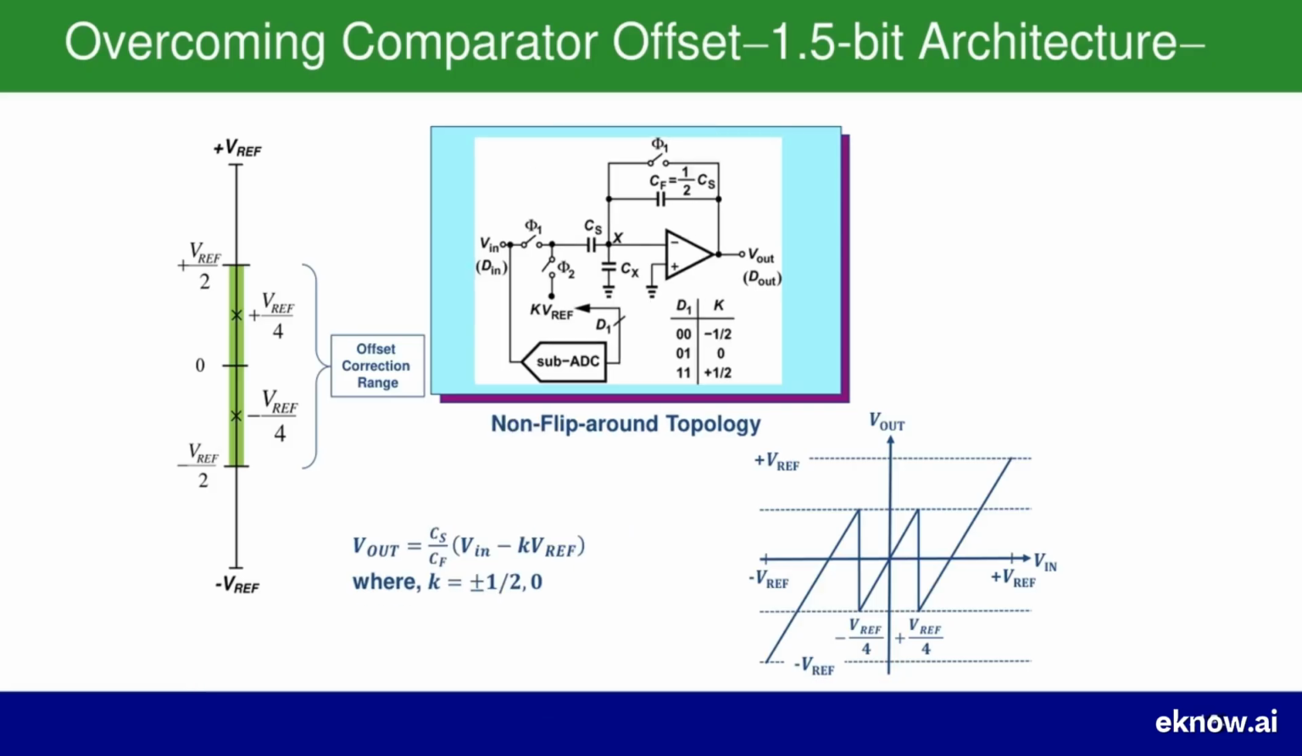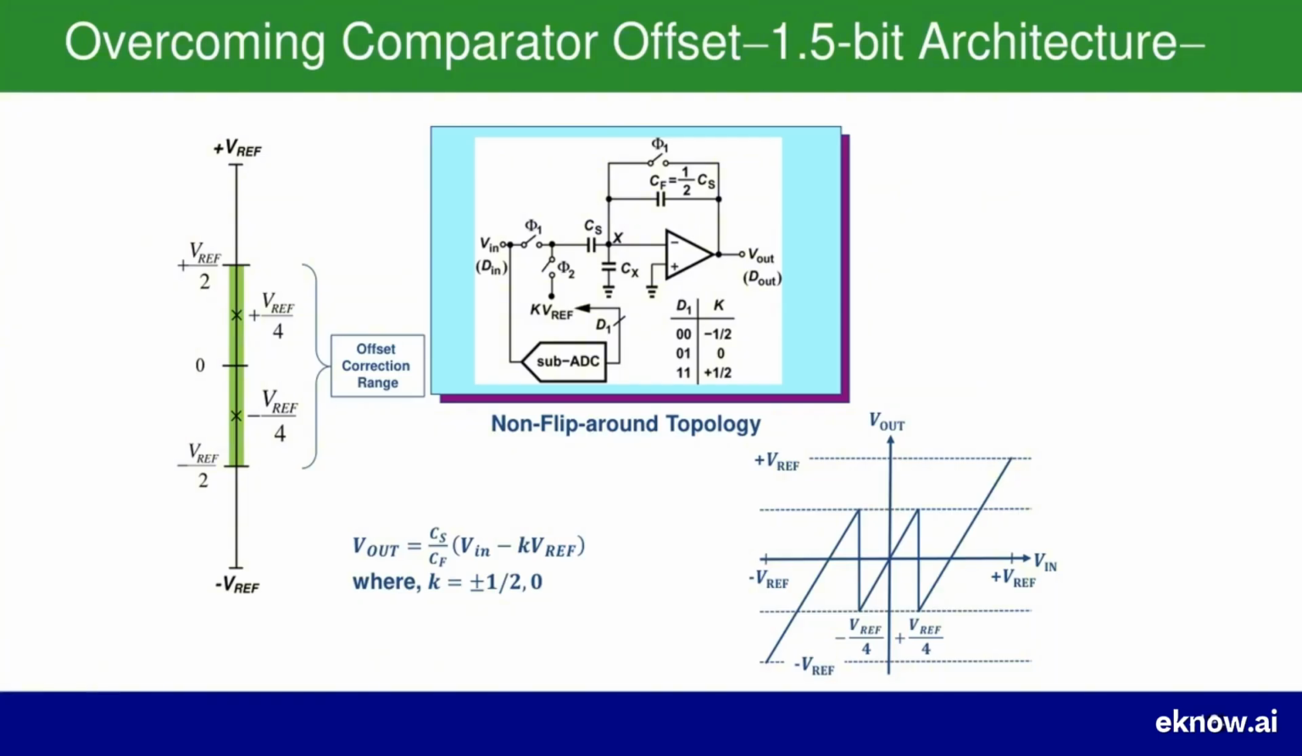On the previous page, we looked at the flip-around topology for a 1.5-bit architecture. This page shows another popular implementation called the non-flip-around topology, which also cleverly solves the comparator offset problem. Let's first look at the diagram on the left. This shows us the core idea of the 1.5-bit stage.